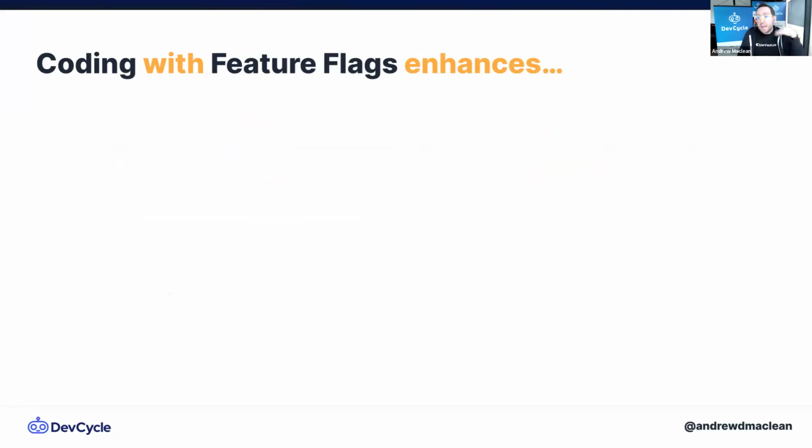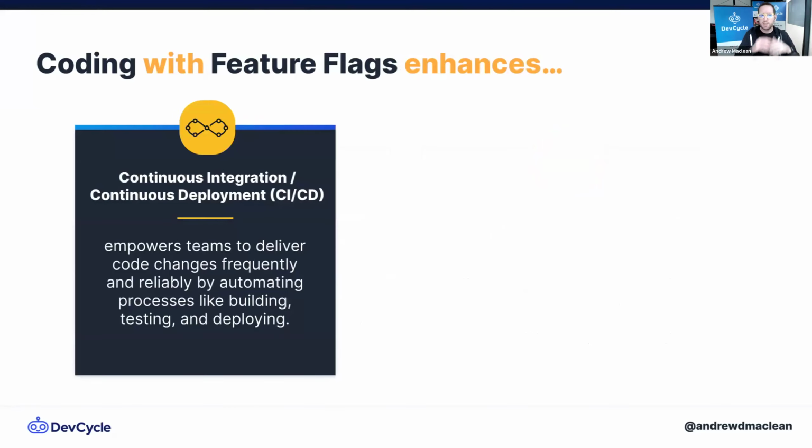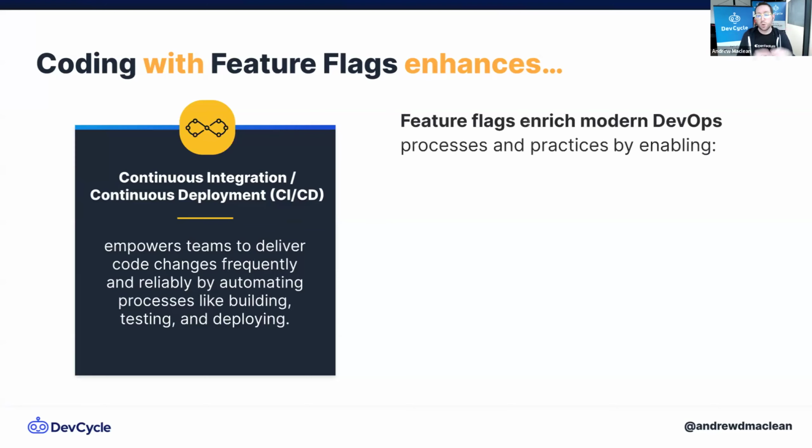And I think the major thing that they enhance in a huge way is continuous integration and continuous deployment. So CI/CD, this idea of empowering teams to deliver frequently and to automate a lot of the processes around building and testing and deployment. Coding with feature flags really enhances that process. So it enriches those modern DevOps practices by enabling a couple of really important things.